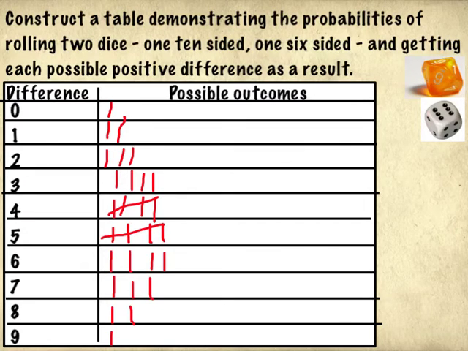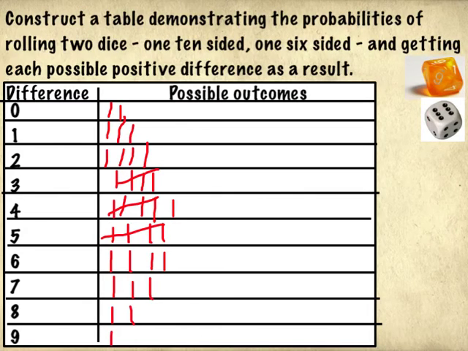So if I keep going, I could roll a 5 on that orange die and a 6 on the white die. I can't do 5 minus 6, so I'm not going to do anything there. 5 minus 5 would be 0. 5 minus 4 would be 1. 5 minus 3 would be 2. 5 minus 2 would be 3. And 5 minus 1 would be 4.